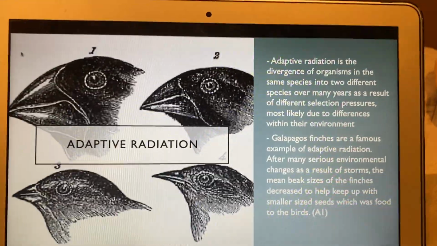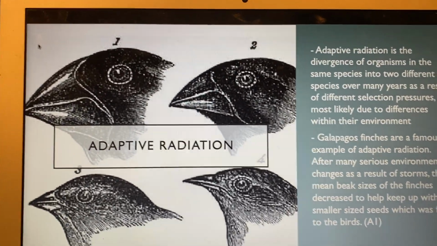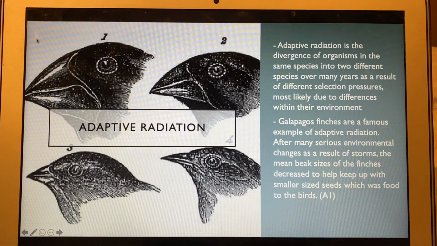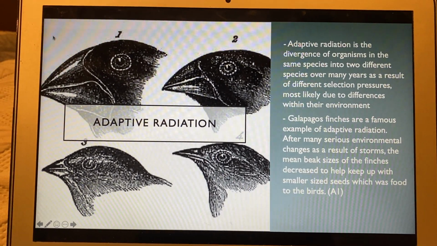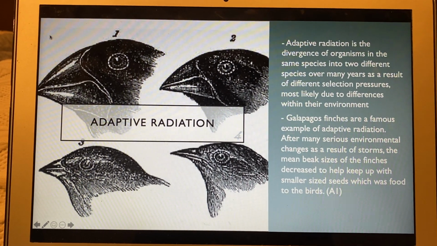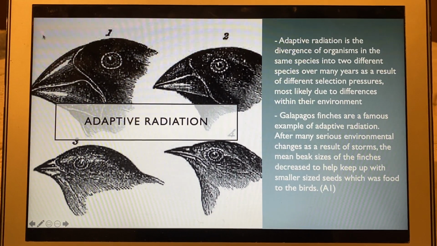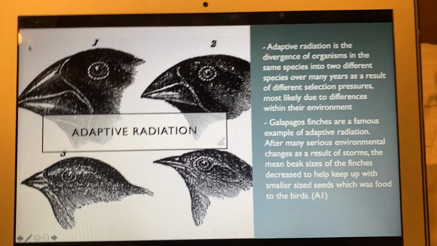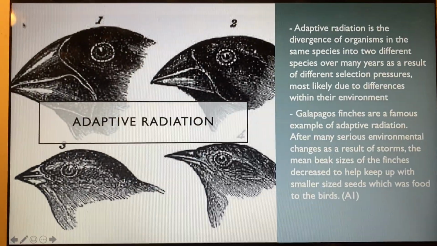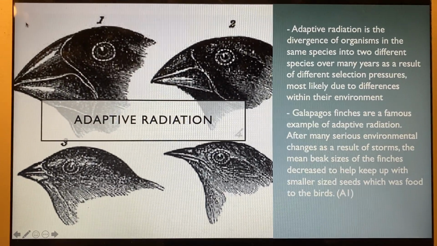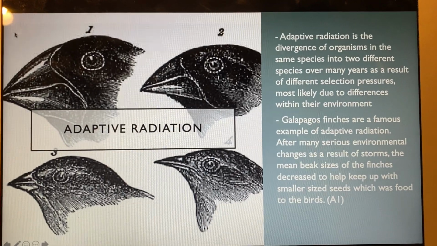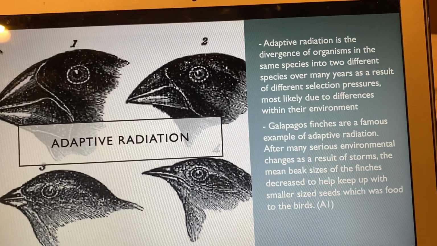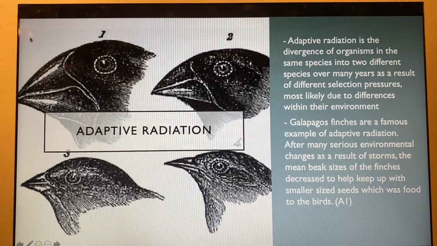Now, our last application is adaptive radiation. So adaptive radiation is the divergence of organisms in the same species into two different species over many years as a result of different selection pressures, most likely due to differences within their environment. So in this example, Galapagos finches, one on the mainland and then one on the island, led to adaptive radiation, given that the ones on the island were forced to basically adapt to a new environment after many storms came and changed the size of the food which they would eat.